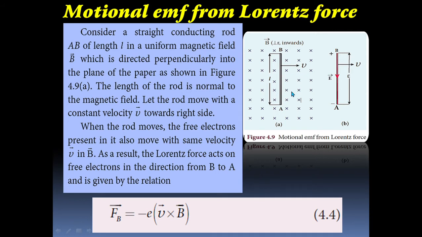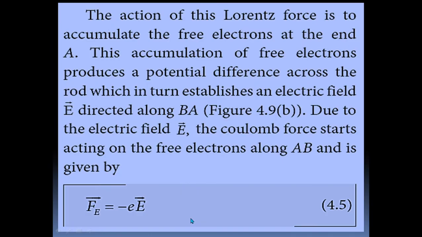As a result, the Lorentz force acts on the free electrons in the direction from B to A and is given by the relation. Already we know the formula for the Lorentz force, the magnetic force: F_B vector is equal to minus e into v vector cross B vector. The action of this Lorentz force is to accumulate the free electrons at the end A.